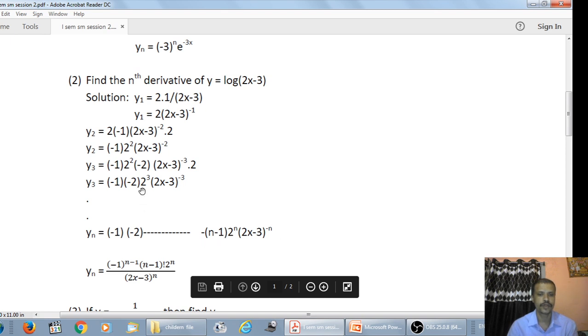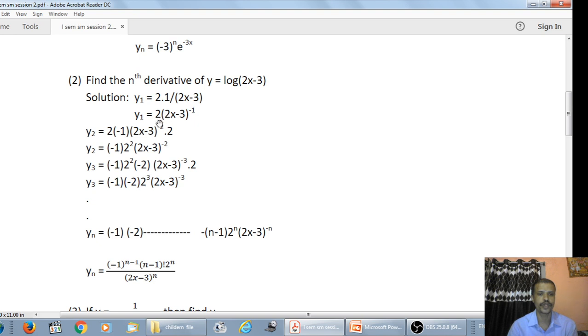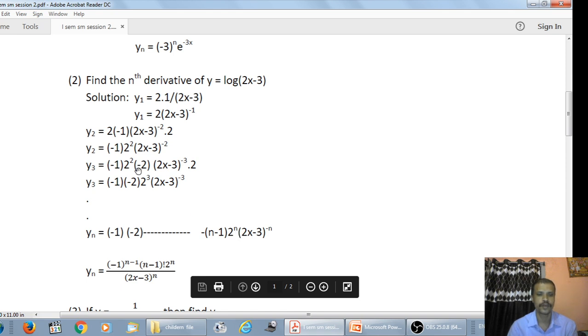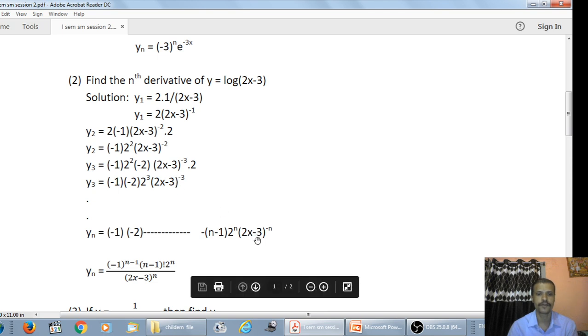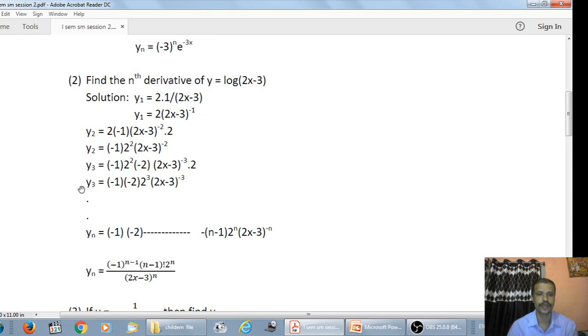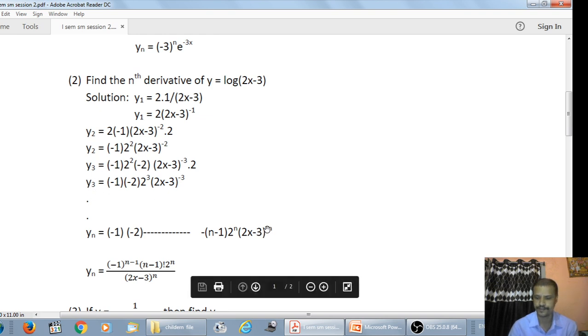In y1, y2, y3, 2 is there. So 2 is common. In y3, the power will be 3. So in yn, the 2 to the power is n. And in all these, 2x minus 3 is common. 2x minus 3 is also present in yn. And see the power. In y3, the power is minus 3. So in yn, the power is minus n.